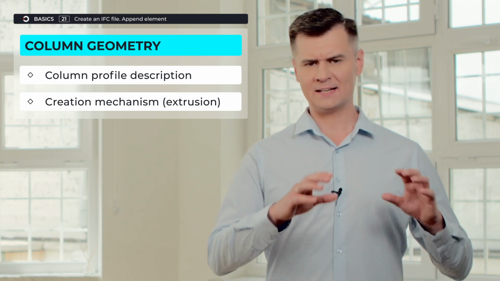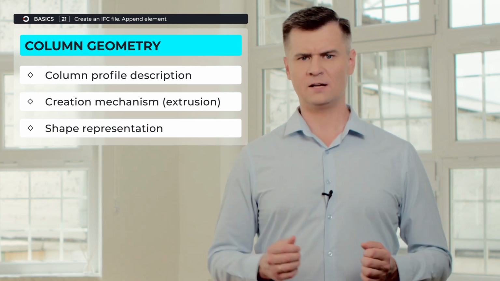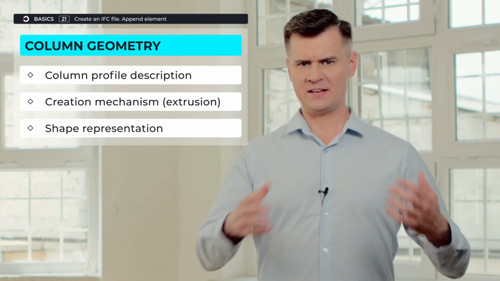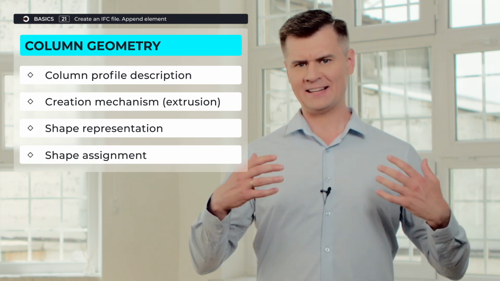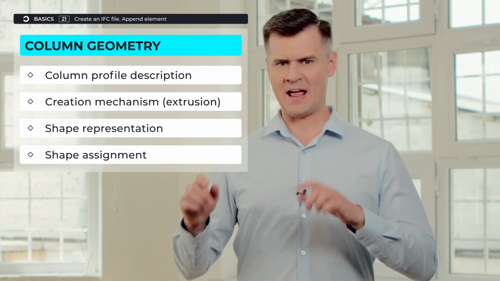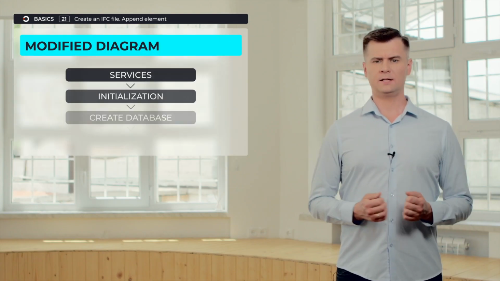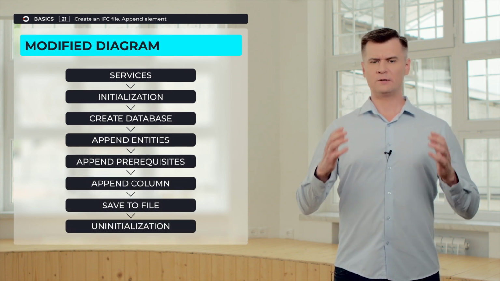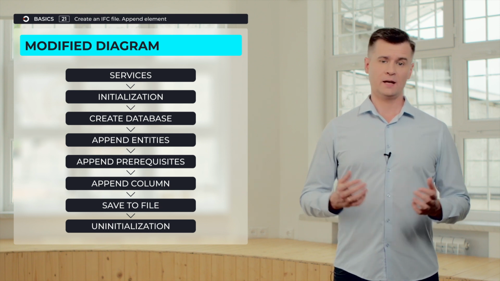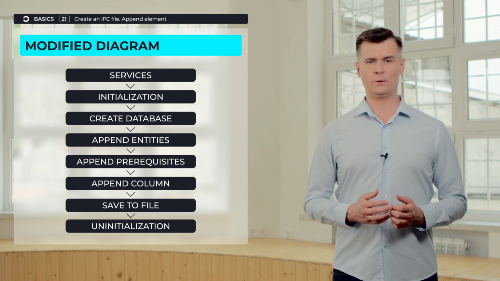Next, we create an auxiliary element to represent the resulting shape, the result of the extrusion. And next, we create one more shape that aggregates the previous one, and this shape entity is set to our column as an attribute to represent the geometry of the column. So, after the descriptions we provided, the resulting diagram that is capable of appending a visible element to an IFC file will look the following way.